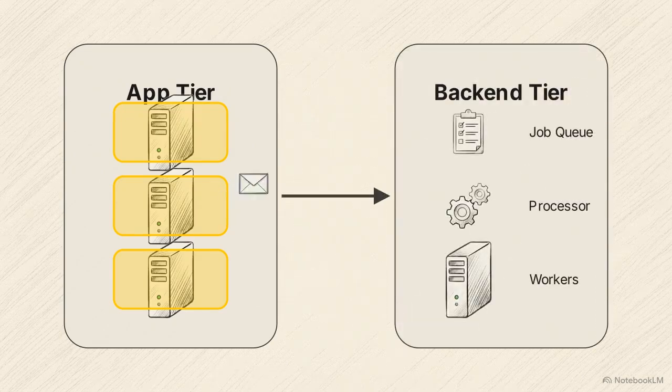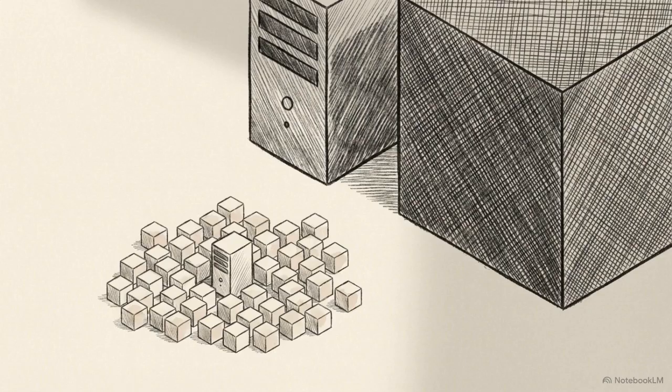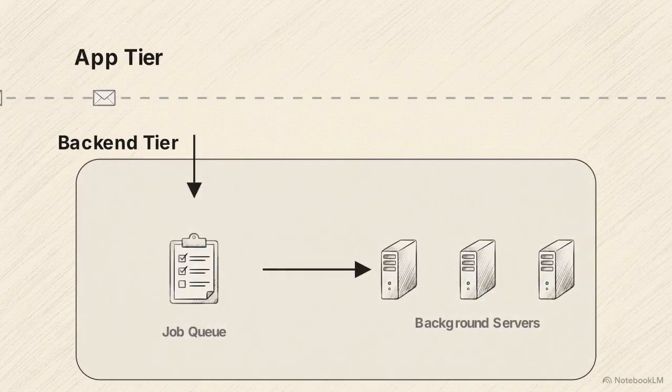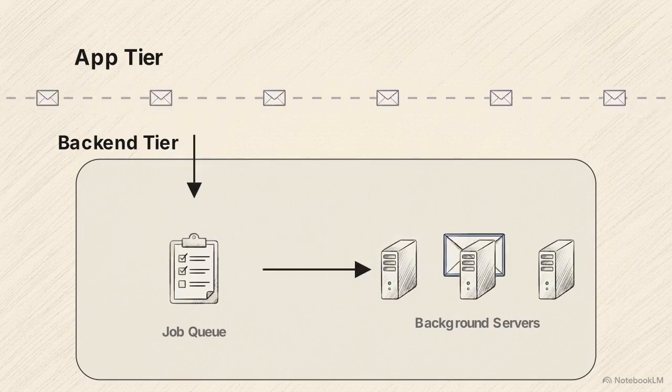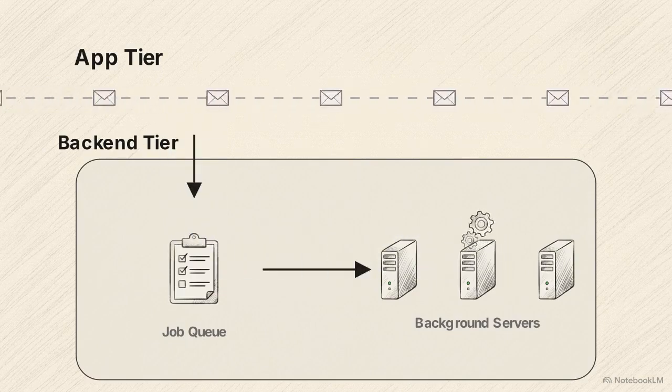To fix this, we introduce a backend tier composed of background servers and job queues. Job queues intercept resource-intensive asynchronous operations. An asynchronous operation is a task that runs independently of the main application flow, allowing the system to move on without waiting for it to finish.